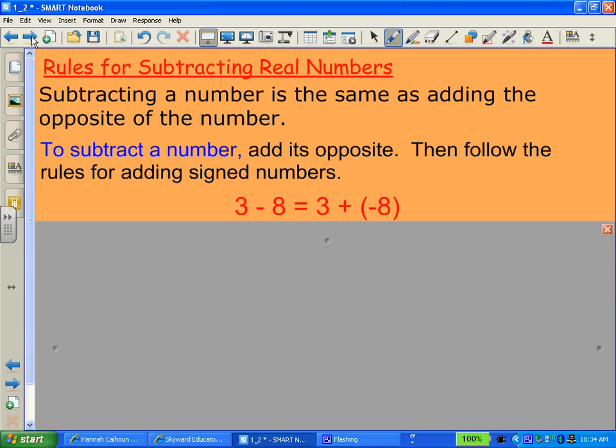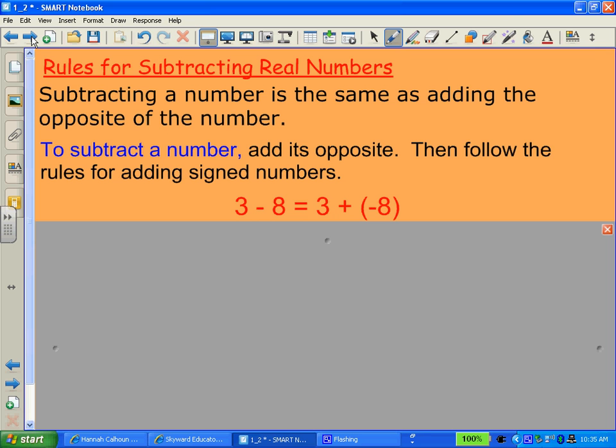Alright, let's look at subtraction now. Now subtraction, sometimes, as you know, can be really easy, but it gets confusing sometimes when we start getting into the negatives. So we have this rule: subtracting a number is the same as adding its opposite.